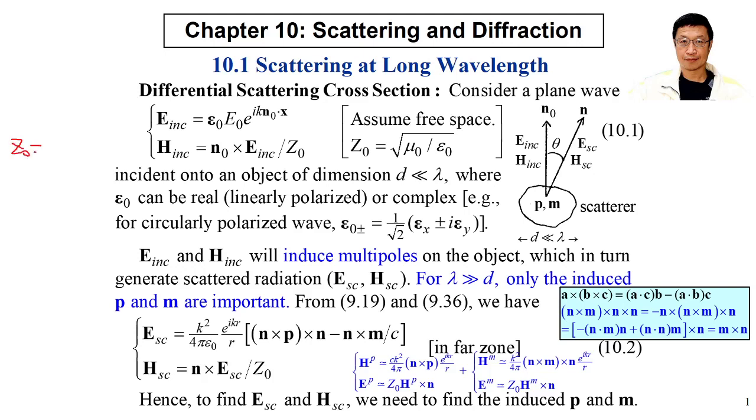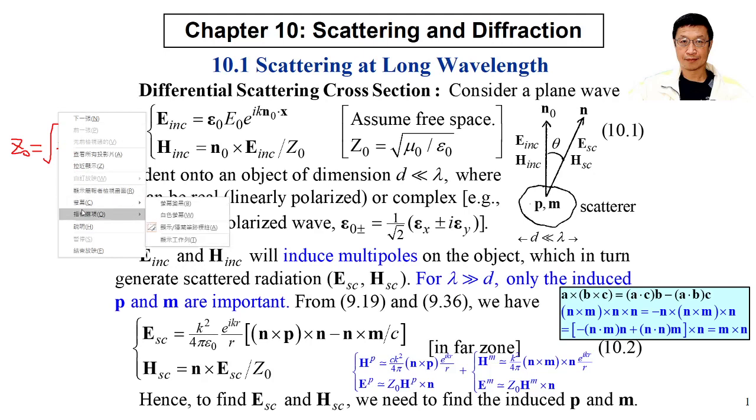Z0 equals the square root of mu 0 over epsilon 0. That's the ratio between mu 0 and epsilon 0. And the incident wave is incident from free space. This is the material here, others, nothing. So it's mu 0. Otherwise, okay?